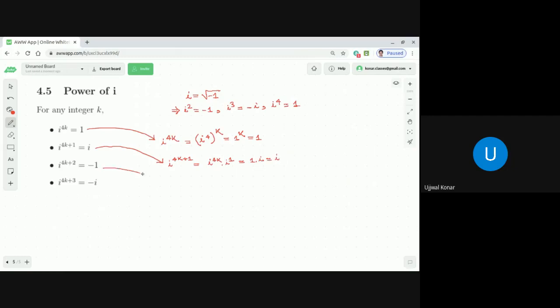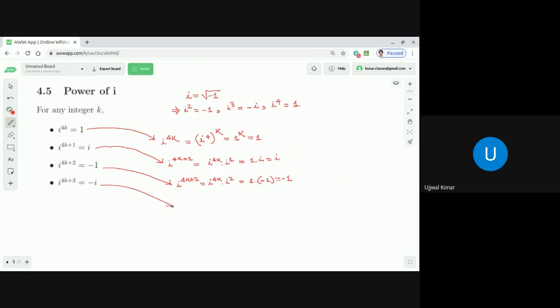Then the next one, what we are getting is i power 4k plus 2. So i power 4k plus 2 is equal to i power 4k into i power 2. What is the value of i power 4k, dear students? We found that it is equal to 1. And what is the value of i square, dear students? Initially we found i square is equal to minus 1. So 1 into minus 1 is equal to minus 1.